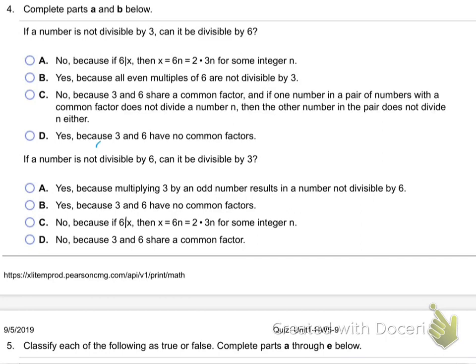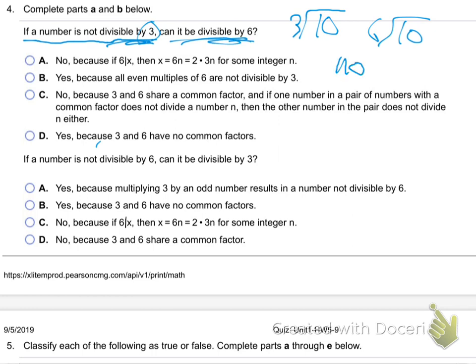Okay, so number 4, if a number is not divisible by 3, can it be divisible by 6? If you got some kind of number that is not divisible by 3, I suggest, to make these easier, just pick a number that makes it true. So what's a number that's not divisible by 3? Like 10, right? 3 does not go evenly. It goes in, but it would have a remainder, right? It doesn't go evenly into 10. Can 6 go into it evenly? No, 6 doesn't go into it evenly either. So if a number is not divisible by 3, can it be divisible by 6?